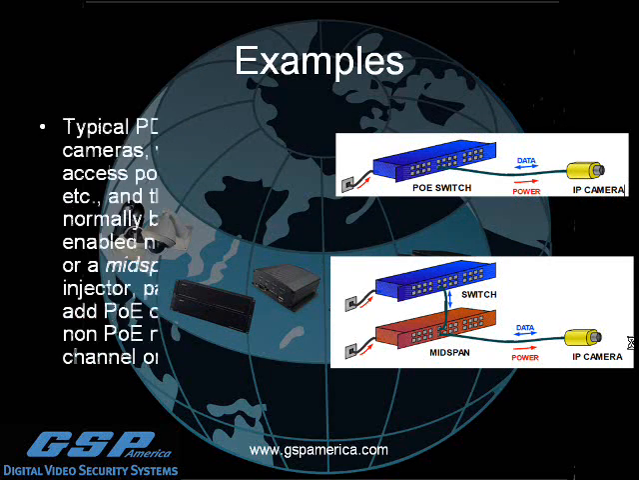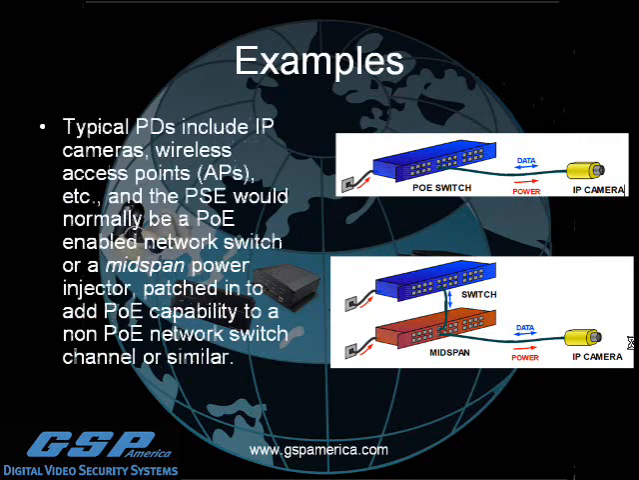Some quick examples you can see. Typical powered devices include IP cameras or wireless access points. And typical power supply equipment would normally be a POE-enabled switch or a midspan, which would be a midspan power injector that is patched into a standard switch to give it POE capability. And you kind of see those examples on the right there.